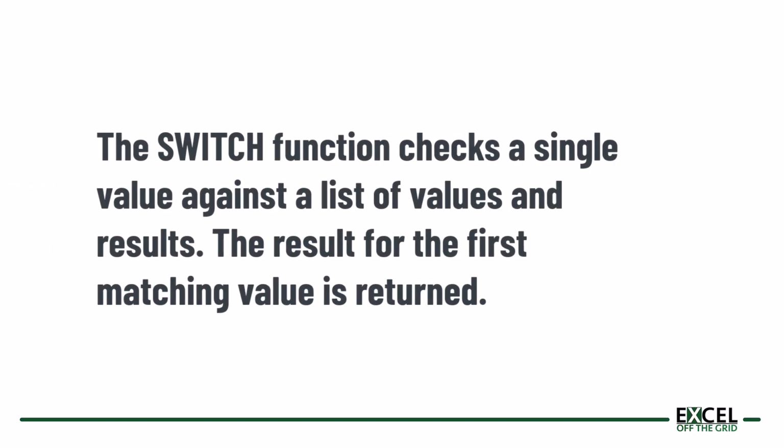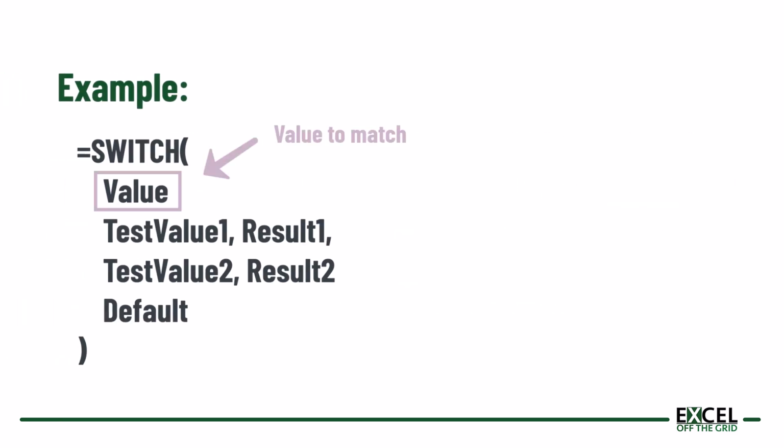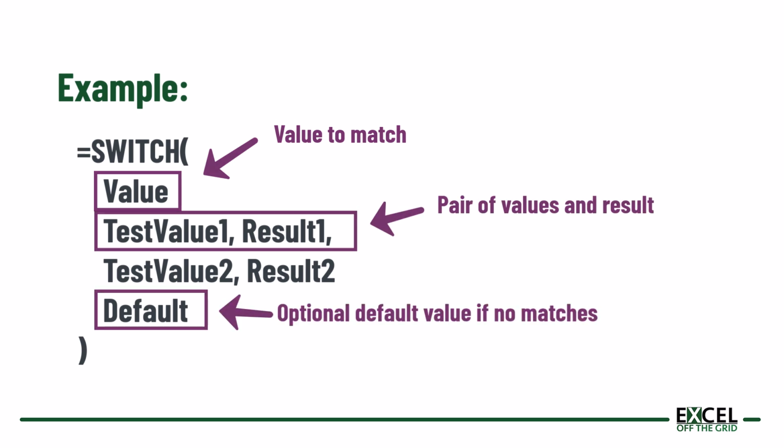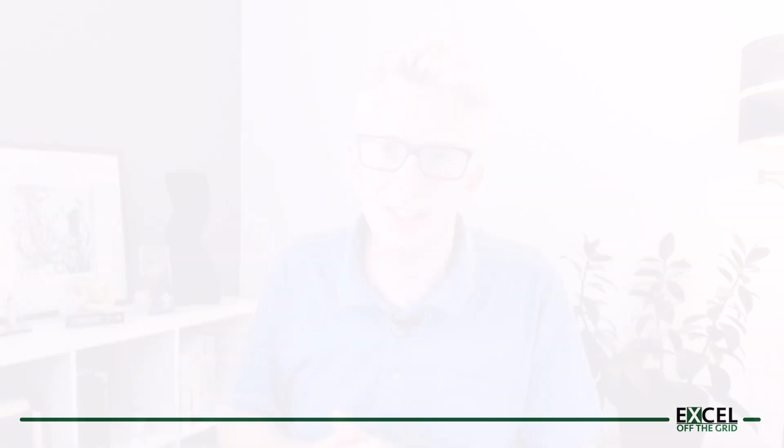Now, before you get excited about the ifs function, there is an even better method, and that is the switch function. So what does switch do? Well, switch checks a single value against a list of values and results, and the result for the first matching value is returned. So switch is very similar to ifs, but it has a shorter function syntax. So let's go and take a look at our example.